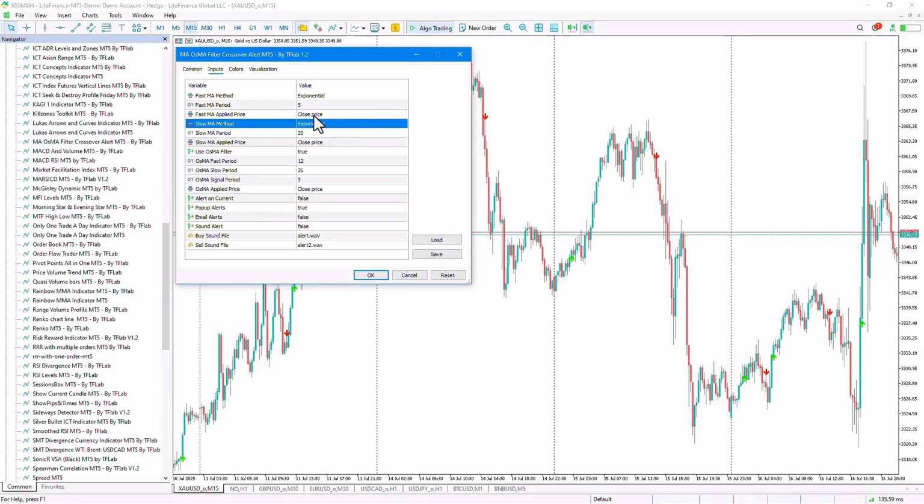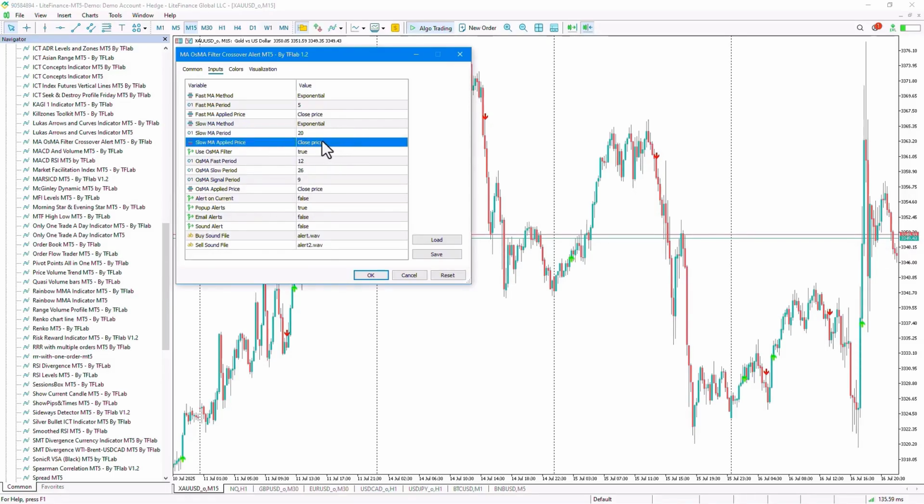In the next option, you can set the method for the slow-moving average, which is set to exponential by default. And here, we can choose from simple, exponential, smoothed, and linear weighted options. In the next section, we can set the calculation period for the slow-moving average, which is set to 20 by default.